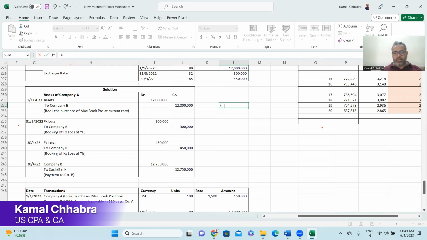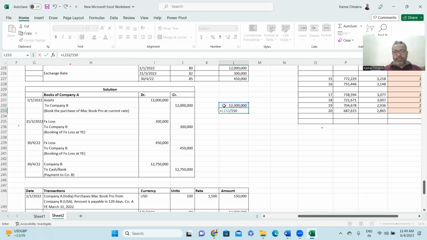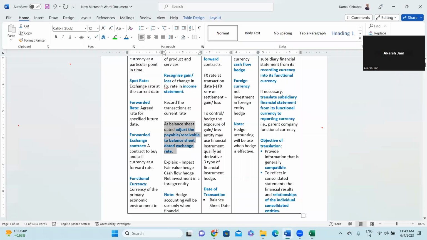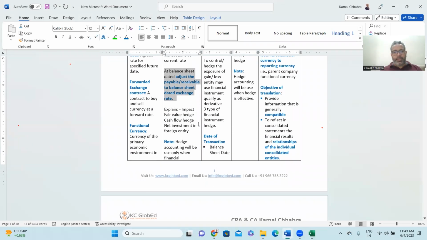What is this much? 12 million plus $300,000. If you divide by 150,000, it is 82 rupees per dollar, right? Kashish? Yes, sir, got it. Gurmehar? Akash? Yes, sir. Make sense? Yes, sir. Next is: explain the impact of fair value hedge, cash flow hedge, and net investment in a foreign currency entity.